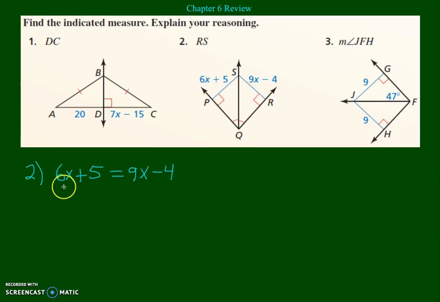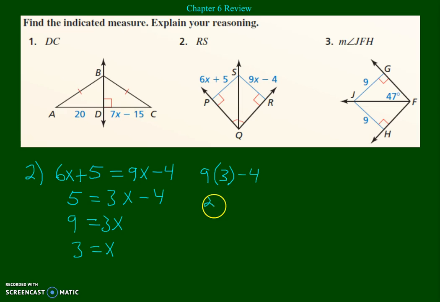Let's subtract 6x from both sides. So 5 equals 3x minus 4. Let's add 4. 9 equals 3x. Divide by 3. 3 equals x. Now we're going to take that x value and we can substitute it into either one of these expressions. So since we're looking for RS, let's put it in there. Doesn't really matter. 9 times x value, 3, minus 4. 9 times 3 is 27 minus 4, 23. So we know that RS equals 23.